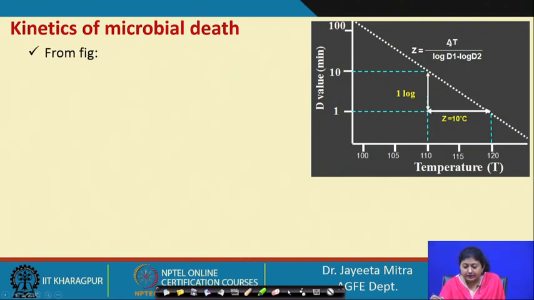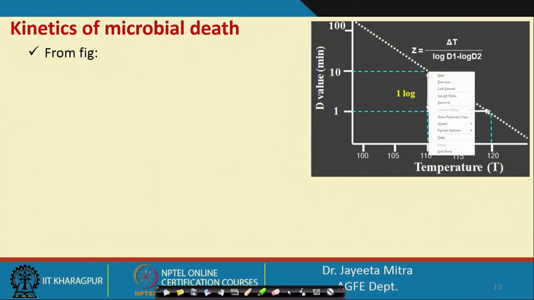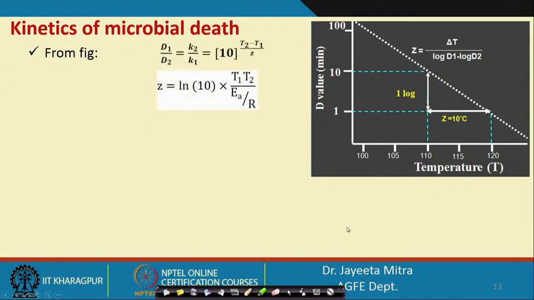We can write this as delta T, temperature difference, divided by log D1 minus log D2, that is D1 the initial decimal reduction time and minus the final one. So, we can write D1 by D2, that is equal to K2 by K1, that is equal to 10 to the power (T2 minus T1) by Z, or we can express Z in terms of activation energy, that is ln 10 T1 T2 by Ea by R. In terms of Q10, we can write Z as 10 ln 10 by ln Q10.